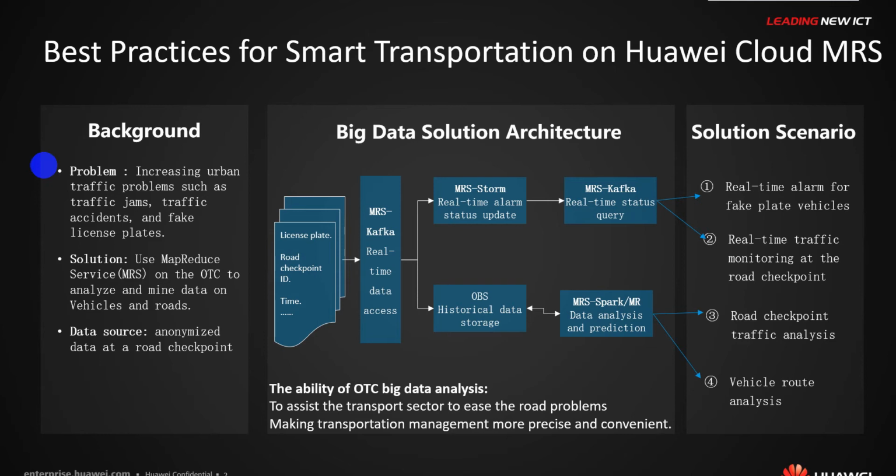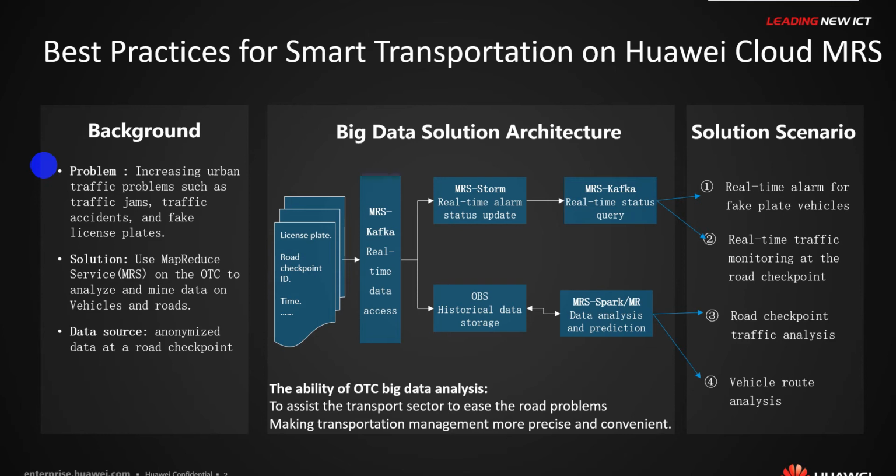Now, if we look at the higher level big data solution architecture, we've got the license plates and the checkpoints, which feed into the MRS Kafka real-time data processing. So we have a real-time alarm status update, using OBS for historical data storage and MRS Spark for data analysis and prediction. These will lead into an outcome of 4 different solution scenarios.